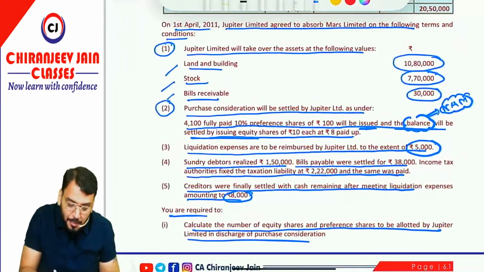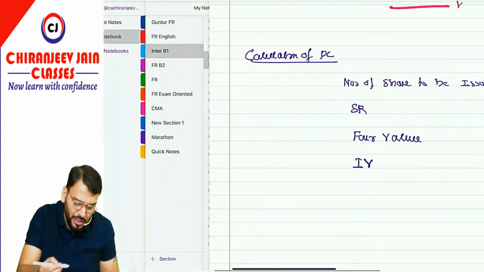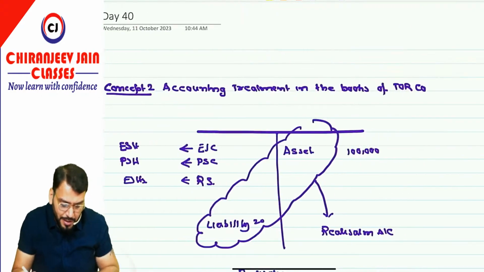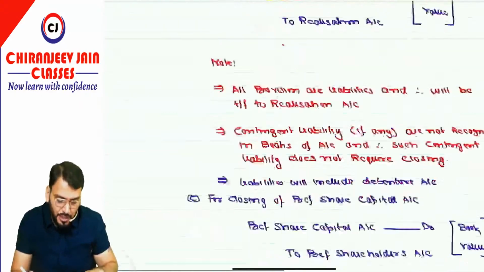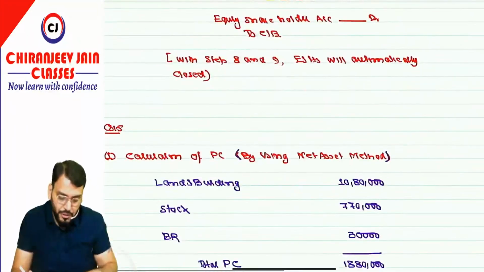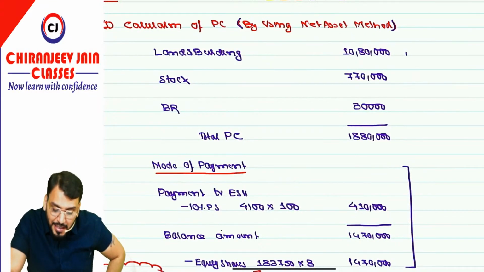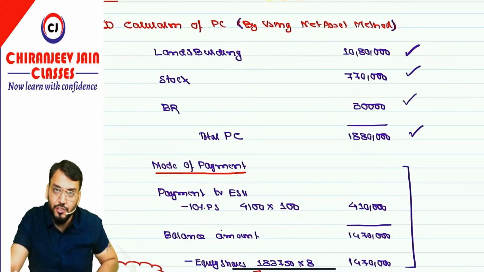All the assets will have been taken over. So only 3 assets are taken over. Land and building 10,80,000, so you write down land and building. I have the solution, and I will explain from that. You can see the calculation of purchase consideration by using the net asset method. Land and building 10,80,000, stock 7,70,000, bills receivable 30,000. This becomes the total purchase consideration.